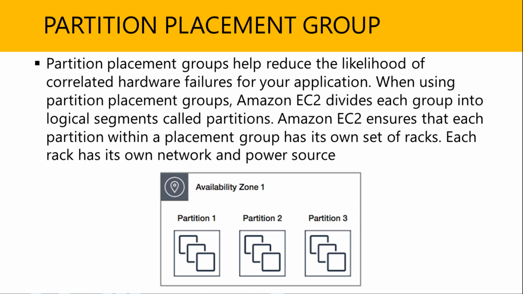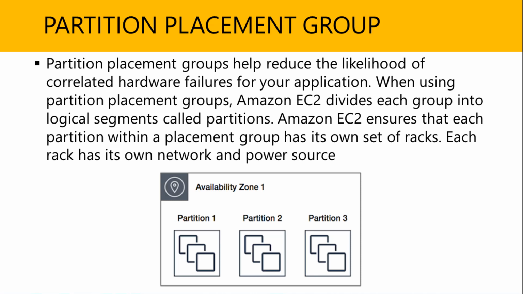Now the partition placement groups can be used to deploy large distributed and replicated workloads, maybe if you want to use Cassandra or HDFS across distinct racks. So basically what happens is when you launch instances into a partition placement group, EC2 simply tries to distribute the instances evenly across the number of partitions that you specify. And we can also launch instances into a specific partition to have more control over where the instances are actually placed.